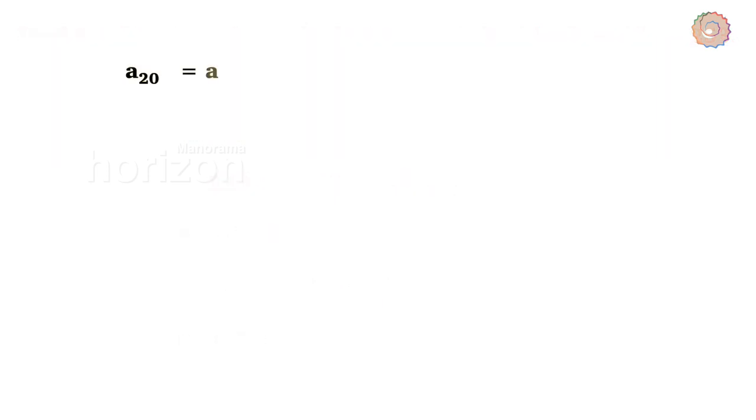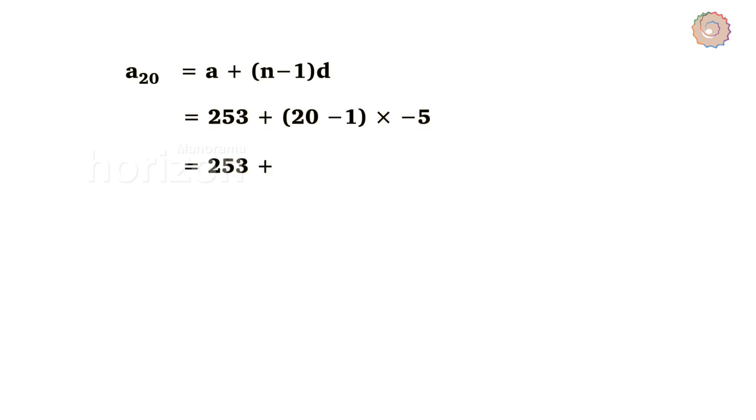So a_20 is equal to a plus (n minus 1) into d, which is equal to 253 plus (20 minus 1) into minus 5, which is equal to 253 plus 19 into minus 5.